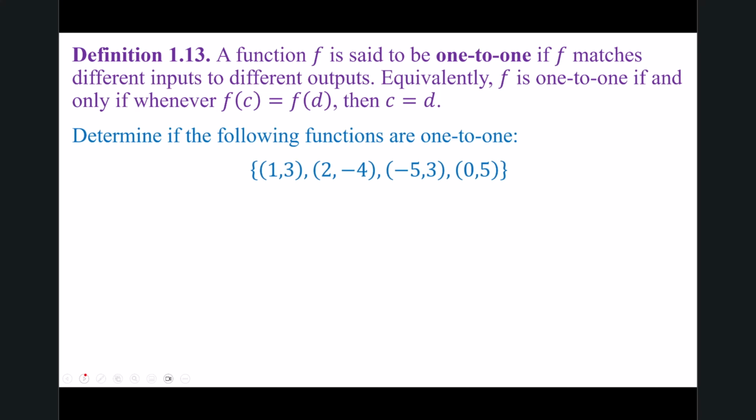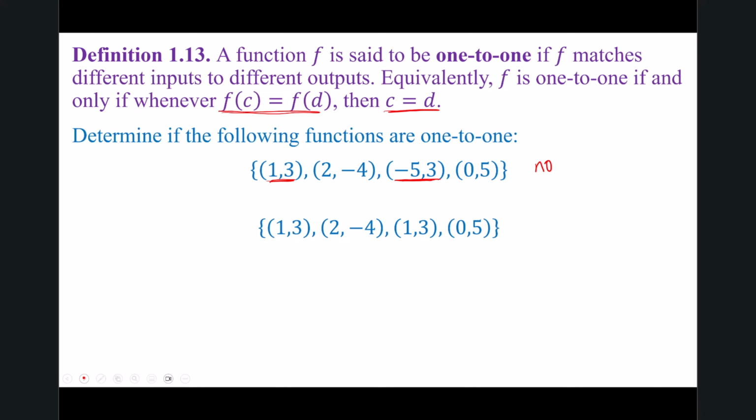So this is a function. All of these examples will be functions. Each x goes to exactly one y. But if I look at these 2 points, I have a point 1, 3 and a point -5, 3. So in this case, the x values are different, but the y values are the same. And this says that if the y values are the same, then the x values also have to be the same. So no, this function is not one-to-one.